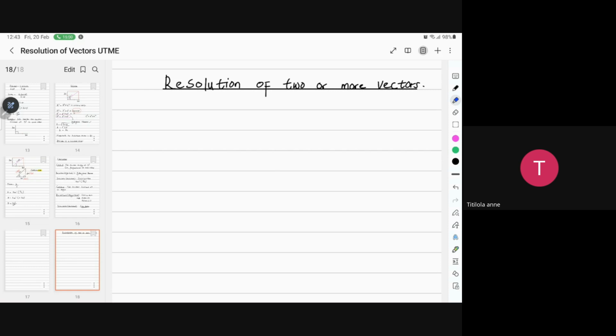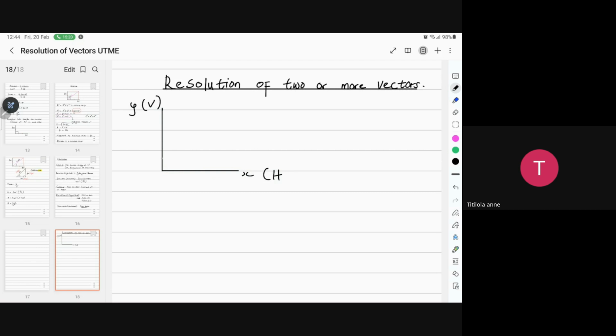So now, for more than two vectors, we're going to do it in this way. Let's say we have a line this way, and we'll have this one this way. This is your x-axis, and this is your y-axis. Now, this is the vertical component, and this is your horizontal component.